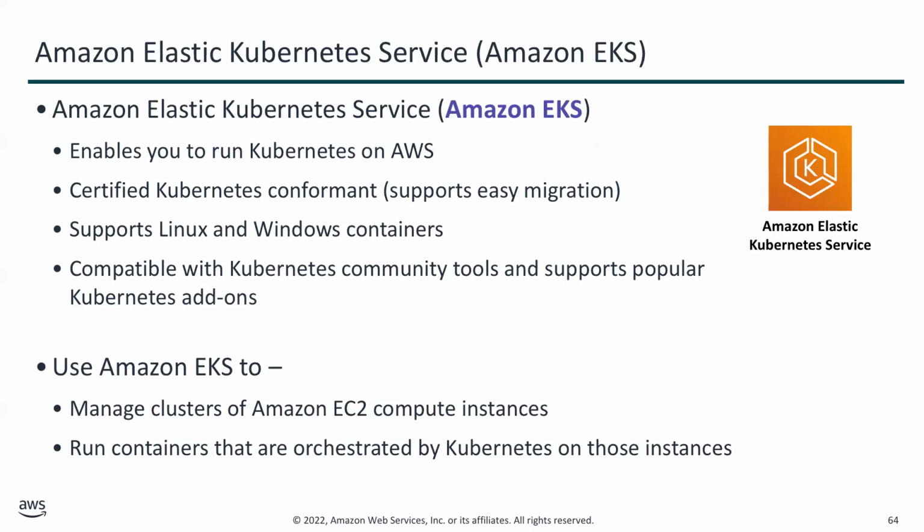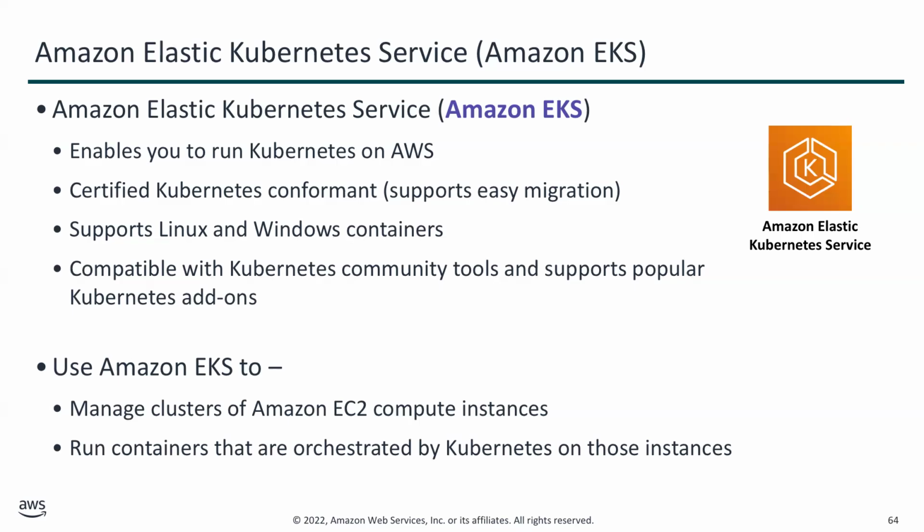Kubernetes is open source software, you can see, right? Now, Amazon Elastic Kubernetes Service, or Amazon EKS, enables us to use Kubernetes on the AWS cloud, right? It supports easy migration, and is certified Kubernetes conformant. So if you have Kubernetes installed, and on top of that you have many Docker engines and many containers, you can easily migrate. It supports both Linux and Windows containers, right? It is compatible with Kubernetes community tools, whatever tools they have, and supports Kubernetes add-ons as well. So it's Kubernetes-specific add-ons, right?